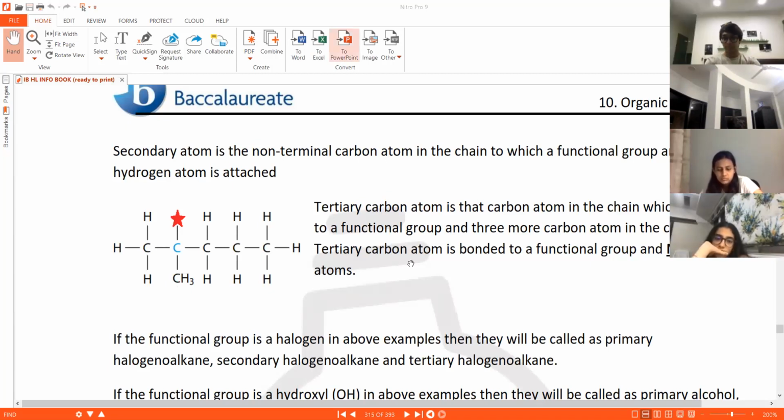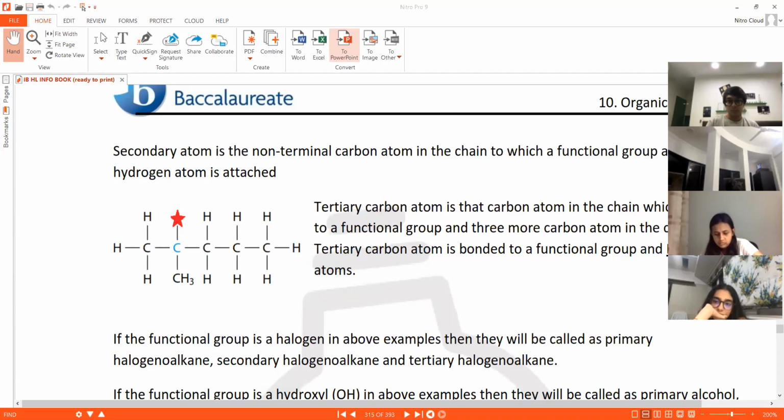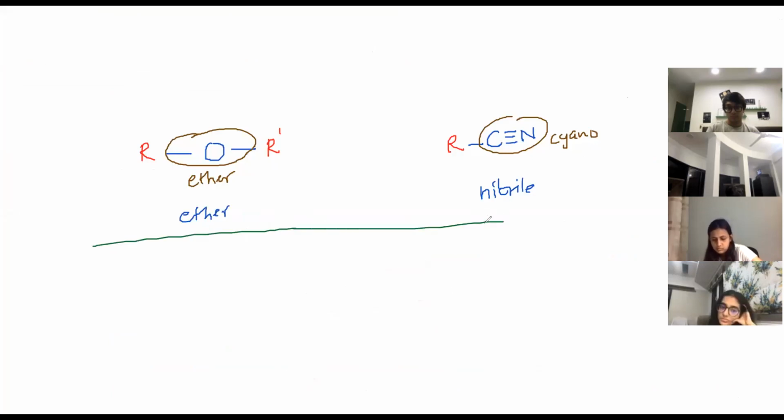I'm giving you a few names. You need to tell me whether this is primary, secondary, or tertiary. Okay. So I have a question. First, my question. So is this primary, secondary, or tertiary? Is it secondary? Why secondary?